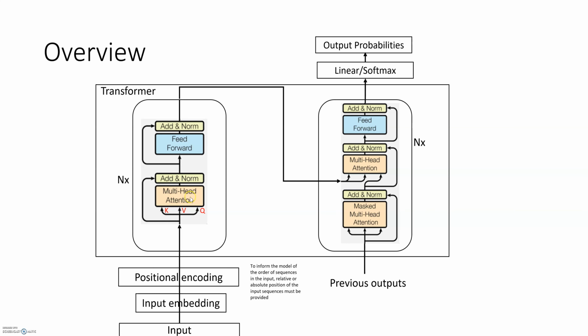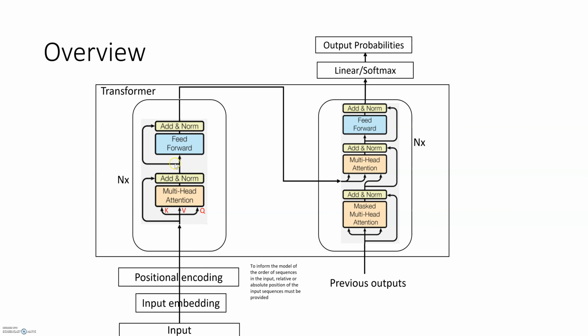So the input goes into the multi-head attention first, and then whatever comes out of the multi-head attention, we add to it the original input, and then we do the normalization. What comes out of this block is then passed to the next block, which is the feed forward. Again, this is just a bunch of fully connected dense layers.